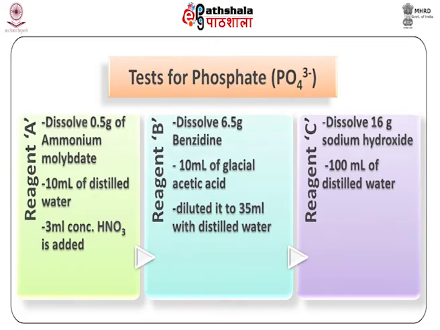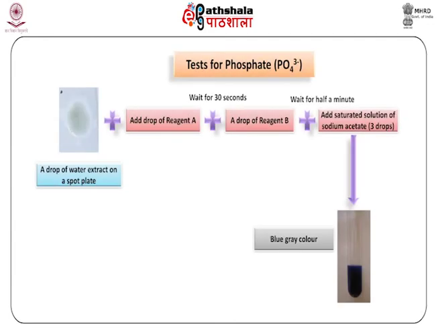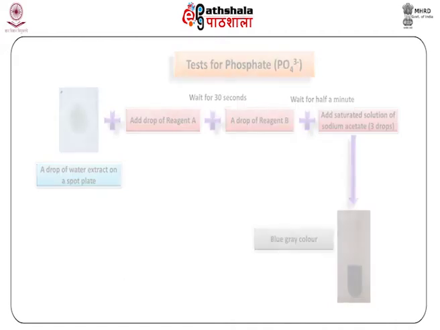Reagent C. Dissolve 16 grams of sodium hydroxide in 100 milliliters of distilled water, and the solution so formed is used as reagent C. To identify the presence of phosphate, put a drop of water extract on a spot plate. Add a drop of A reagent to it. Wait for 30 seconds, followed by the addition of 1 drop of reagent B. Wait for half a minute. Now add saturated solution of sodium acetate, 3 drops, to it. Blue-gray color indicates the presence of phosphate.